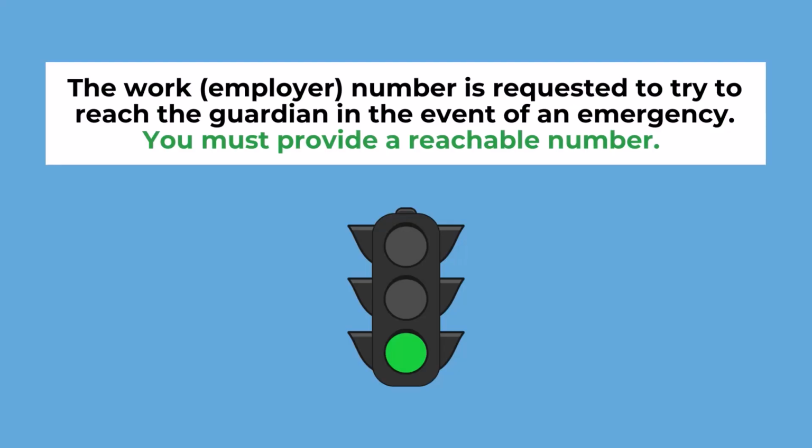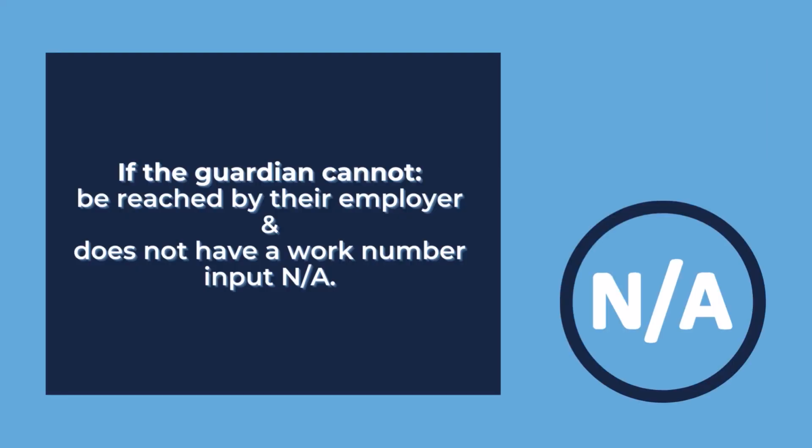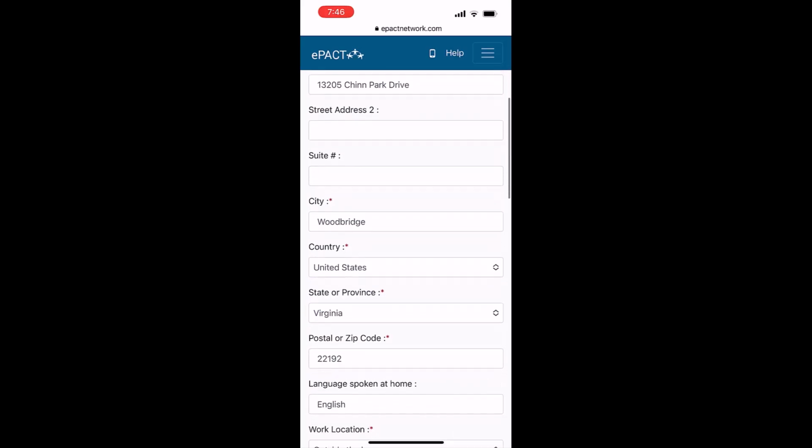The work or employer number is requested as an extra layer to try and reach a guardian in the event of an emergency. If there is no option for the guardian to be reached by their employer while at work, then inputting NA can also fulfill this requirement. Any section with the red asterisk is required to be completed.